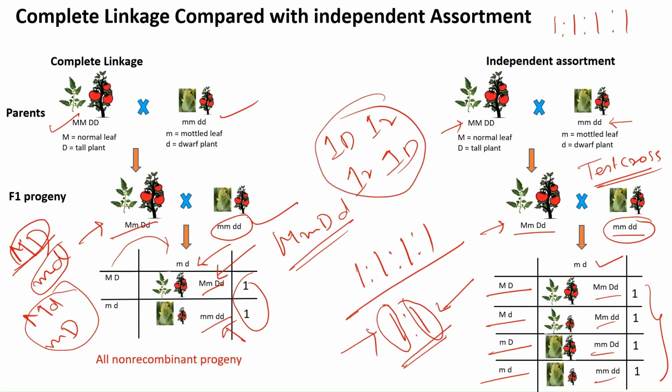So what are we getting? All non-recombinant progenies. So when there is complete linkage, we will get all non-recombinant progenies. Whereas in case of independent assortment, we get two progenies non-recombinant and two sets of progenies recombinant. So we will get 50% recombinant and 50% non-recombinant in case of independent assortment, whereas in case of complete linkage, it is always non-recombinants.